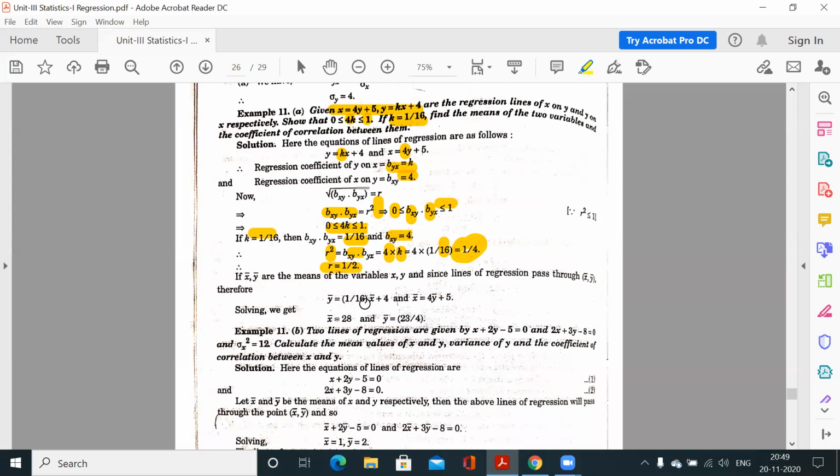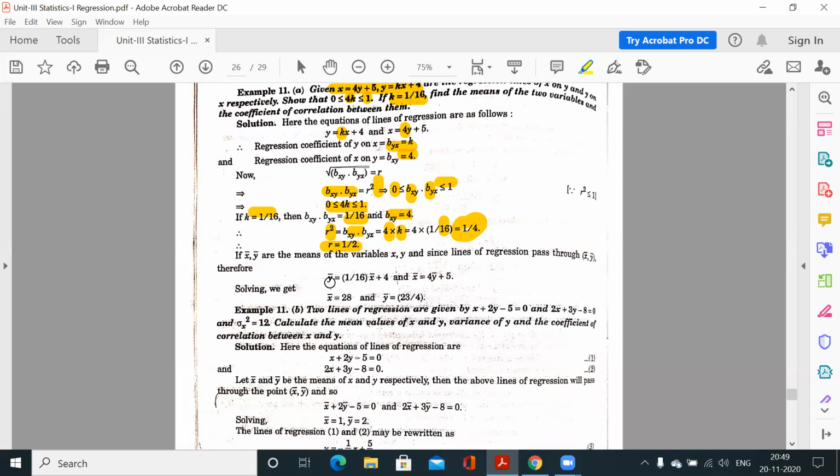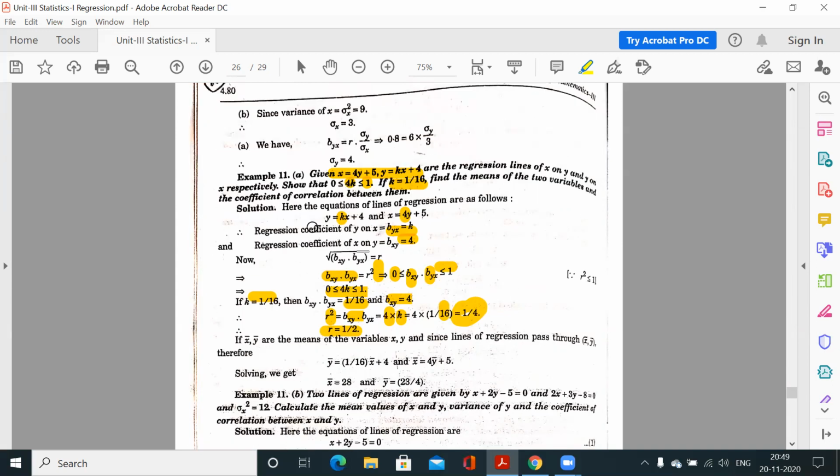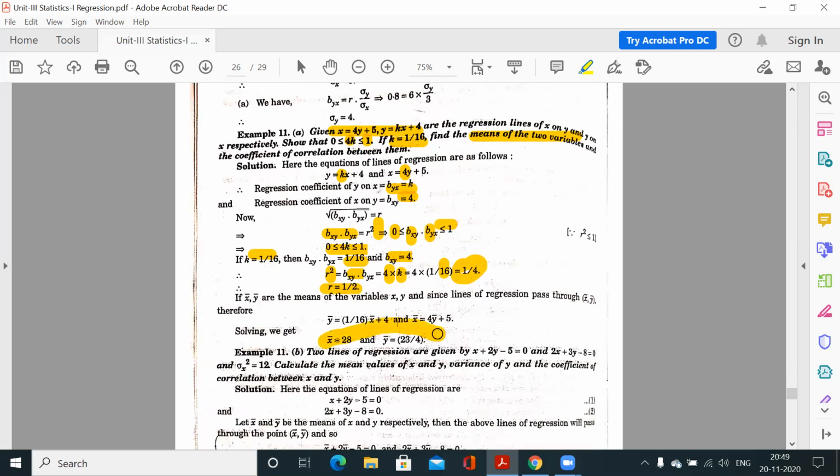Find the mean of the two variables. So these are two regression lines. Now because we have to find the means of the two variables, that means x bar and y bar, and we know the two regression lines intersect at the means. So now we have the numerical value for k, which is 1 by 16. So we have to solve these two linear equations to find the values of x and y, and those values will represent the means. So we will get our means.